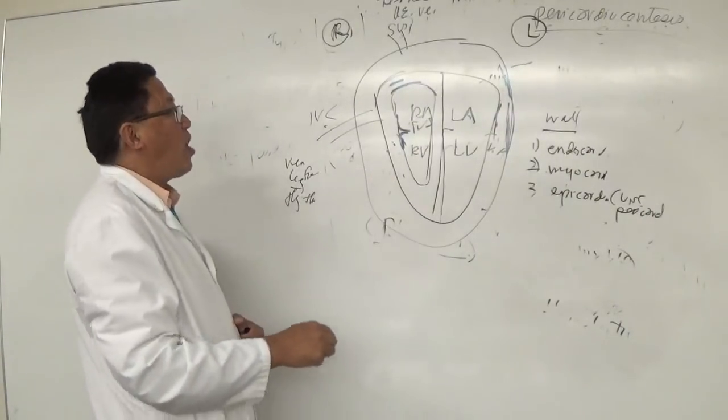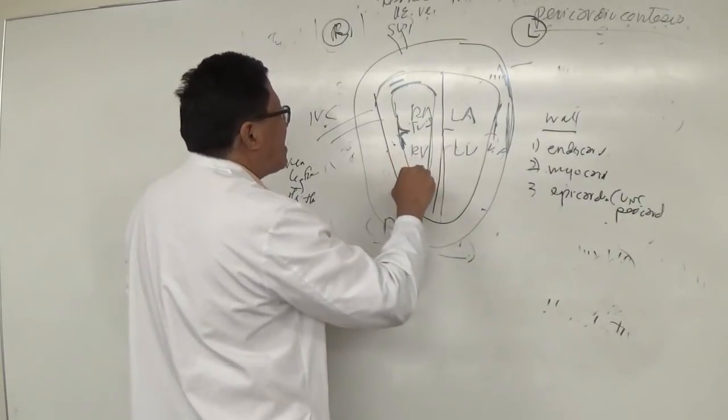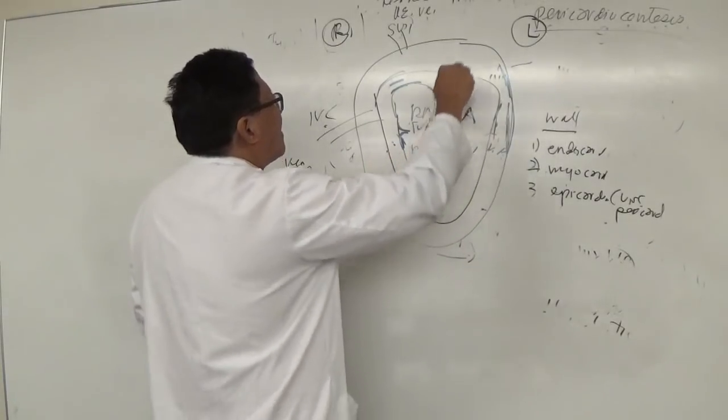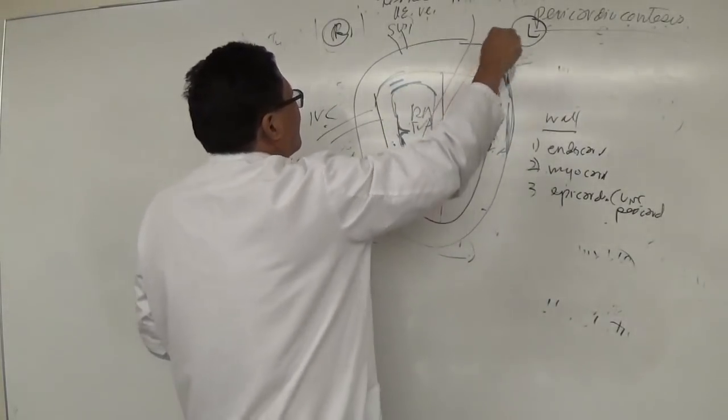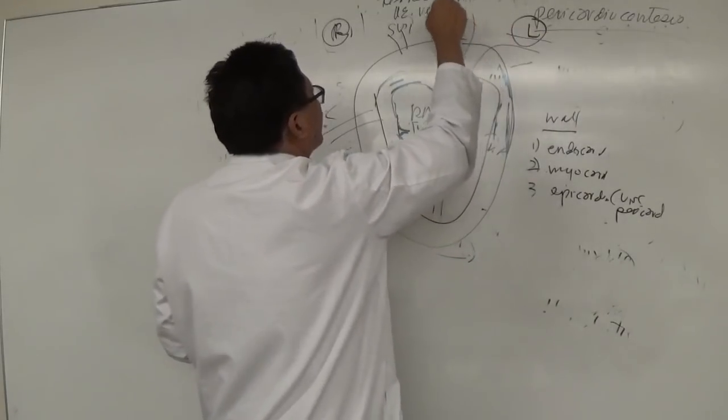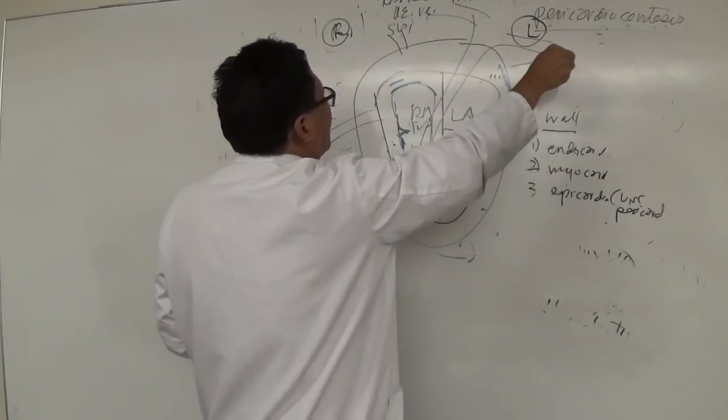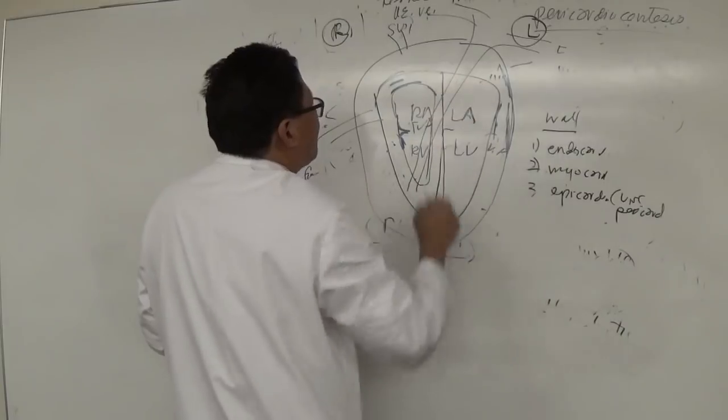Now, where does the blood go from here? Blood from the right ventricle goes where? To the pulmonary artery. Okay, like this, right? One pulmonary artery to the left lung, right? What is the name of the valve there?